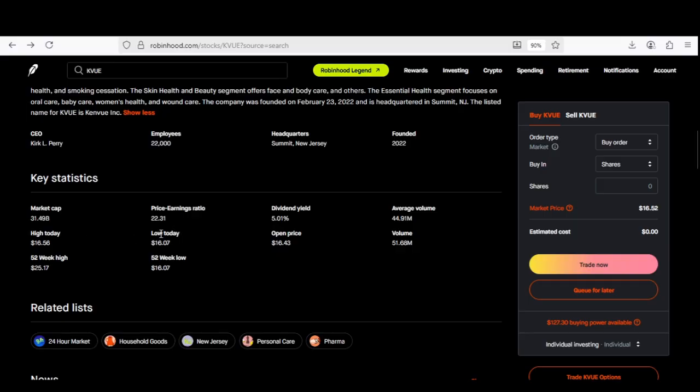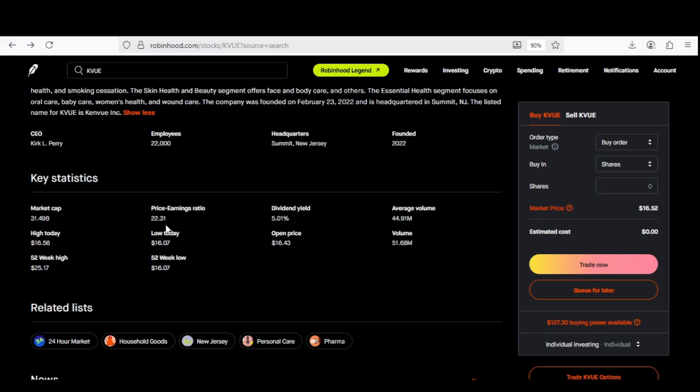Now, currently, the PE ratio is sitting around 22.31, which I think is pretty decent. In the healthcare sector, the PE is kind of wide. So it goes from as low as 15 all the way to the top side of 40. So KENVUE is sitting closer to the lower end of 15. So I think that's really, really good.